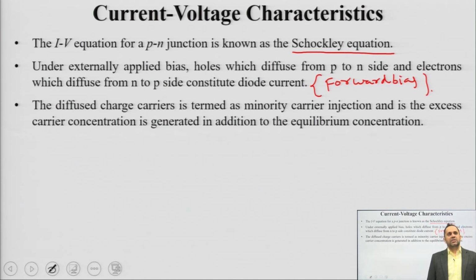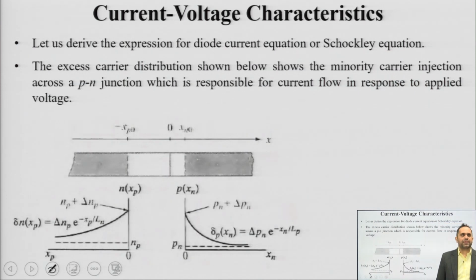Okay. The diffused charge carriers, this is termed as minority carrier injection, which I have just explained in the previous slide. This is in excess to the original equilibrium concentration. So, you had doping on P side and N side. So, you had some equilibrium concentration, but now you have basically added some excess charge carriers, the so called phenomenon of generation and recombination of charge carriers. Okay. So, now let us derive this expression for diode current or what is known as Shockley current.